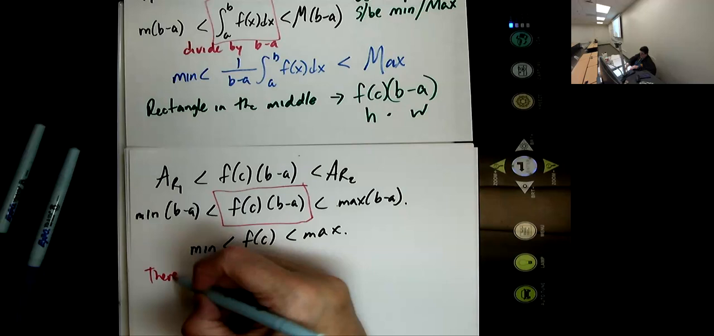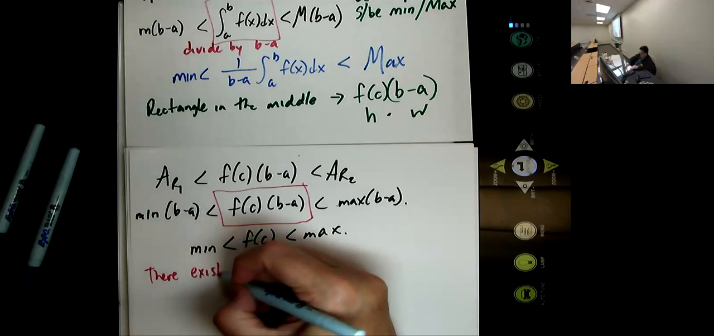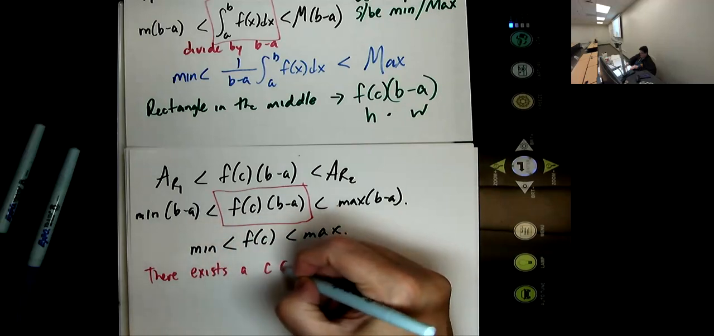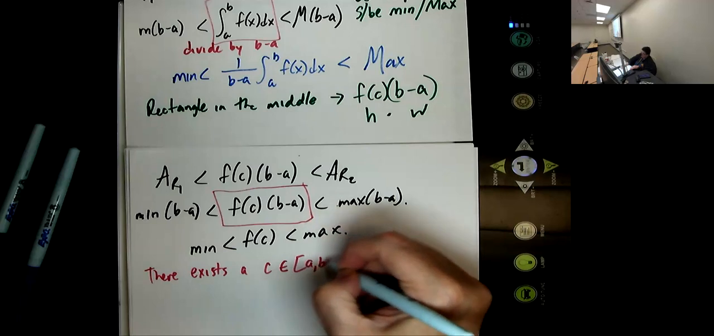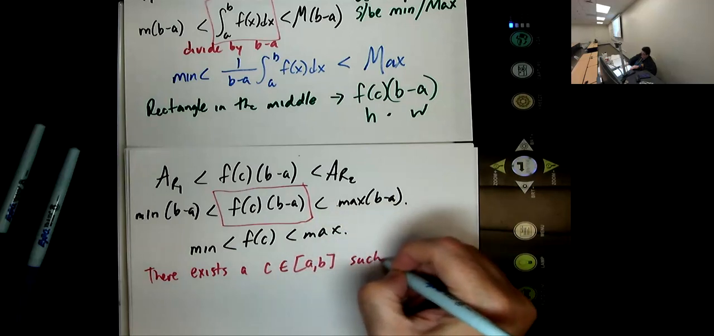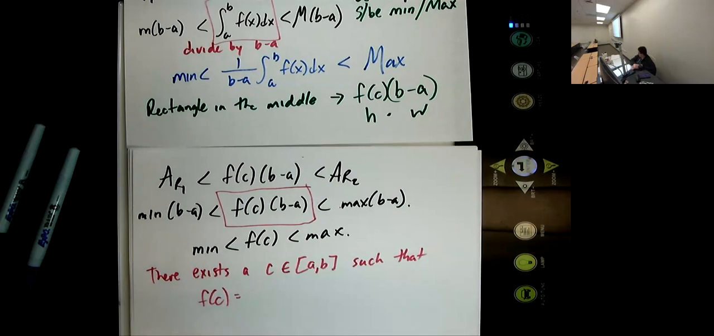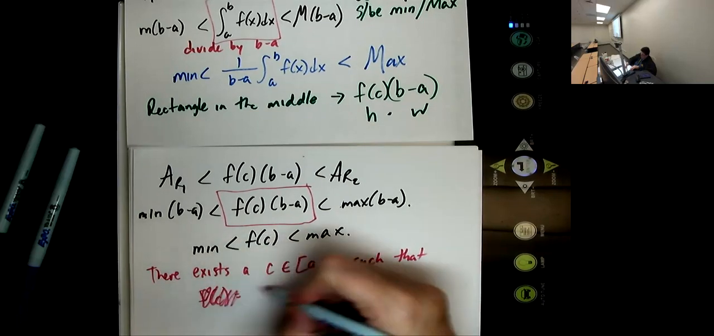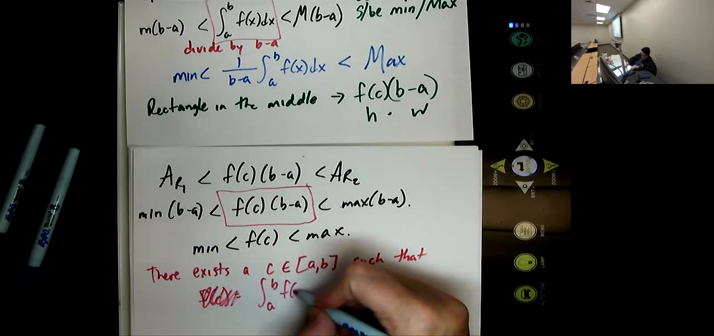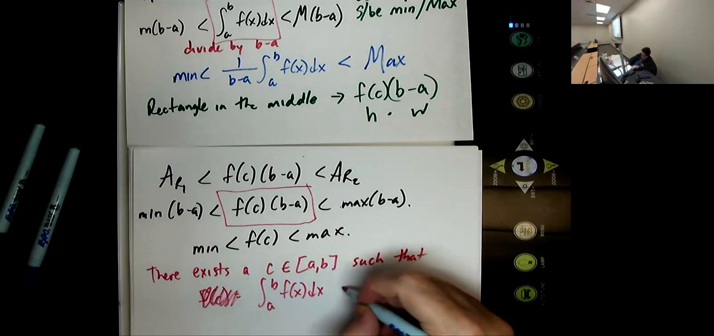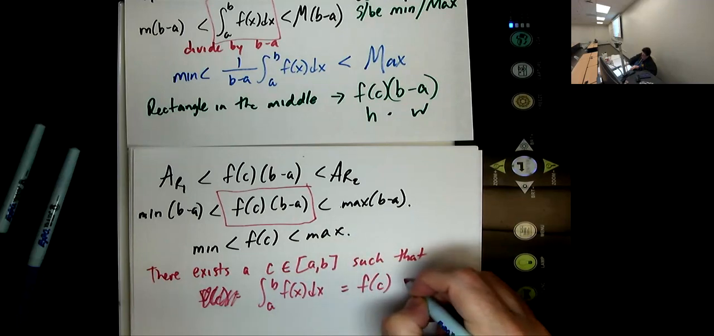There exists a C in AB such that f of C, such that the integral of a to b f of x dx equals f of C times b minus a.